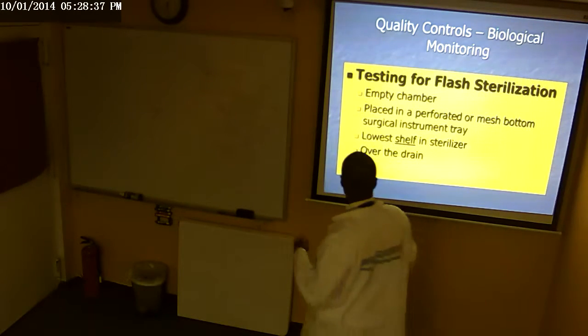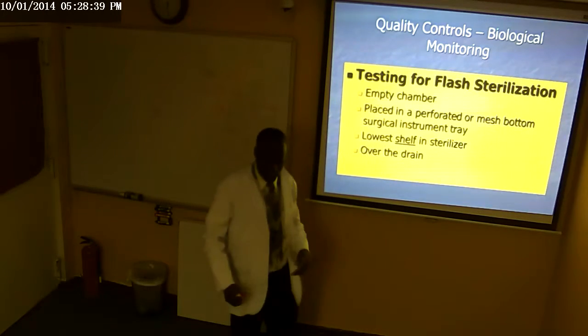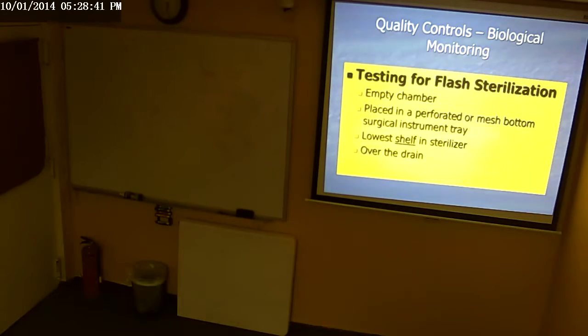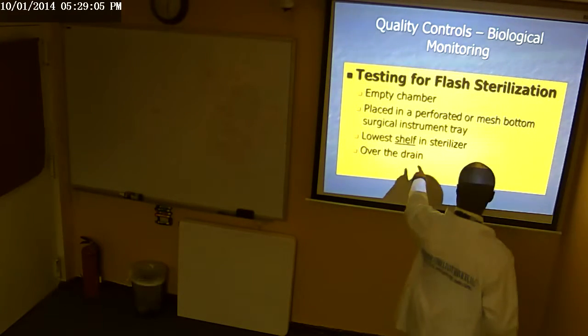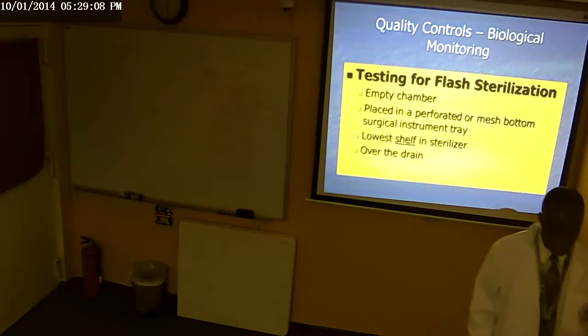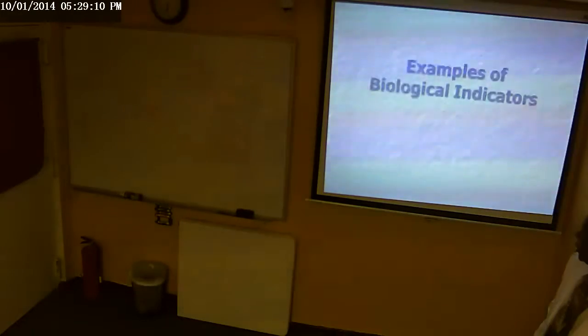Okay. Now, how do you do the test? It's an empty chamber. You take the pack. This is the pack. You put it on the lower shelf over the drain. We'll talk about the anatomy of the steam sterilizer. They should have put the next chapter before this chapter, because the next chapter explains more than this chapter. But we'll talk about that. At the bottom over the drain, and then you run your BI. That's what they're talking about here. The lower shelf over the drain. You will get it.